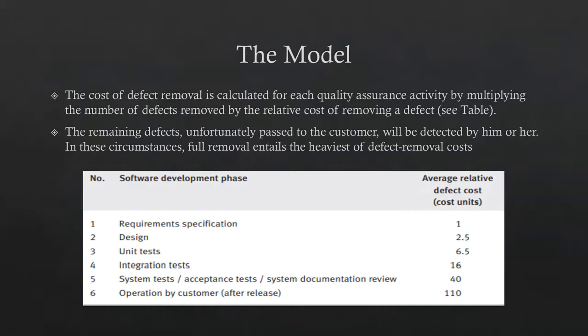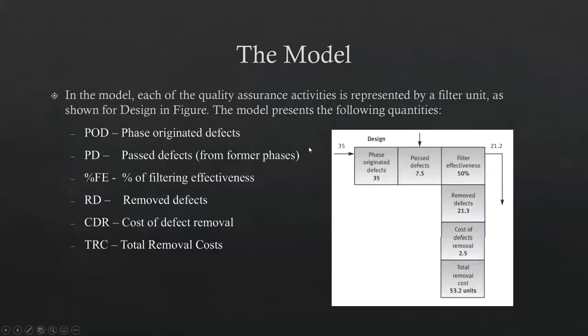I already showed you this table. I put it here because I want to show it to you again clearly. The remaining defects that we didn't detect or didn't correct, unfortunately, pass to our customer and will be detected by him or her. In these circumstances, full removal entails the heaviest defect removal cost. Here you can see the 110. It's a really big number, as I told you before, for cost units.